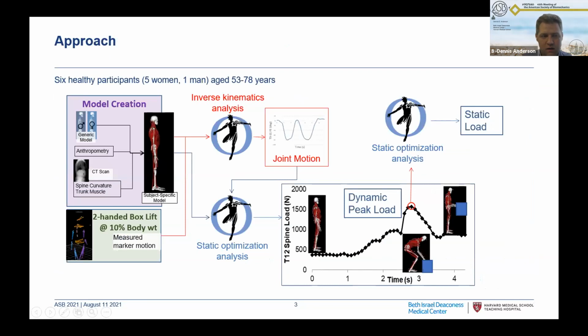We had collected data in 6 healthy participants lifting a box of 10% body weight, and we created musculoskeletal models of each subject, scaling to anthropometry, as well as spine curvature and trunk muscle measurements made in CT scans of the subjects. We performed inverse kinematics and static optimization analyses in OpenSim to derive the dynamic spine loading. From the dynamic spine loading, we found the time point of peak loading, and we reanalyzed this time point as a static lifting pose to provide a comparable static load for comparison.